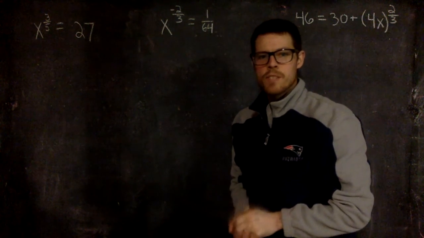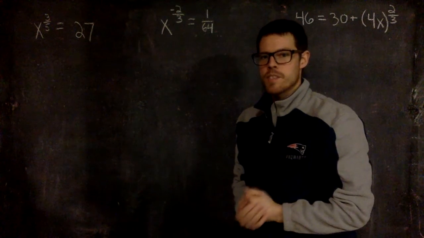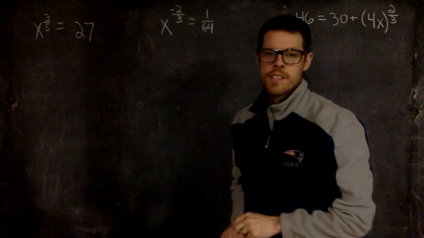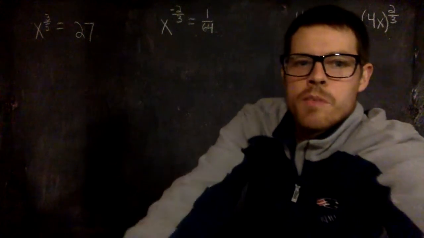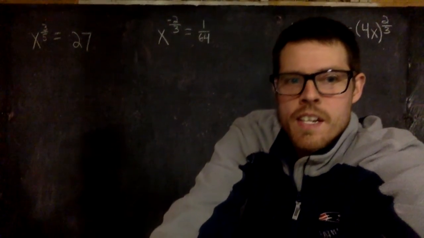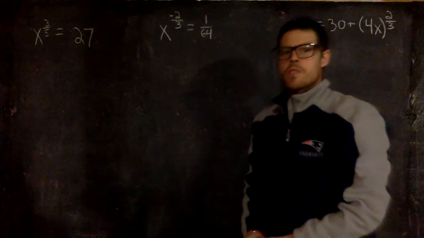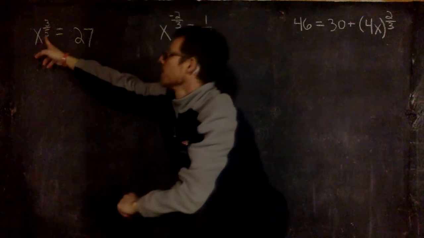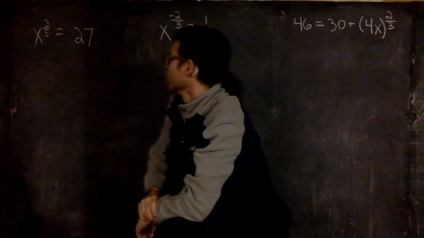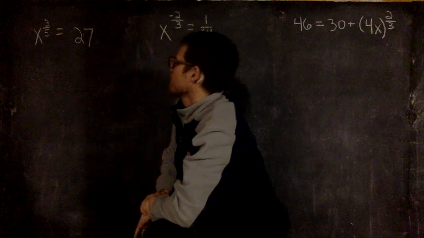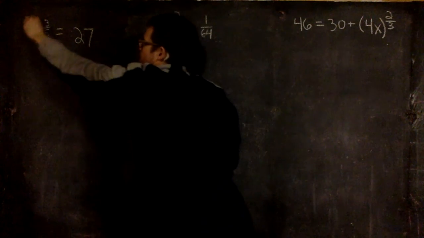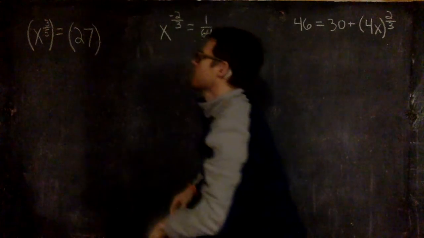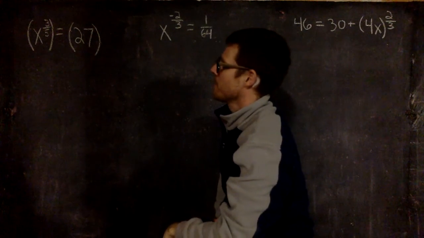If you look at the three examples here, you'll notice that all of them have exponents which are fractions. In particular, if you look at this first one here, x to the 3/5 equals 27, you'll notice that the only thing preventing x from being alone is this 3/5 power. So I'm going to start with this particular problem by raising a power to another power, because that's the most efficient way that I can deal with that 3/5.